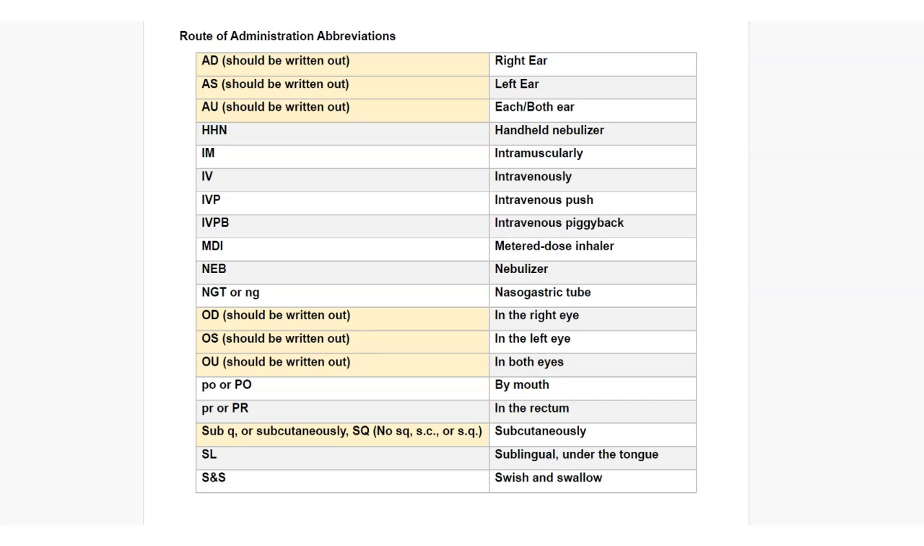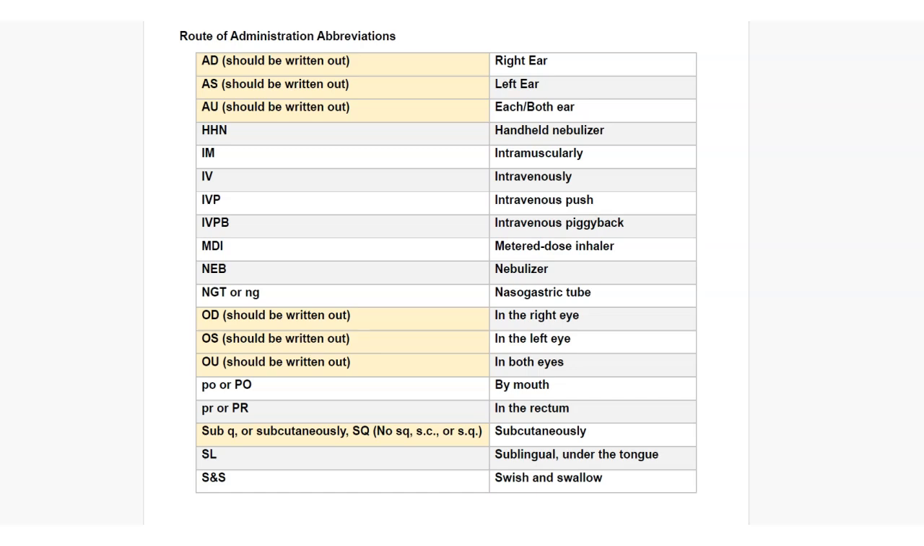Route of administration abbreviations. AD is right ear, but ideally you want to write it out. AS is left ear. AU is each or both ears. HHN is handheld nebulizer. IM is intramuscularly. IV is intravenously. IVP is intravenous push. IVPB is intravenous piggyback. MDI is metered dose inhaler. NEB is nebulizer. NGT or NG is nasogastric tube.